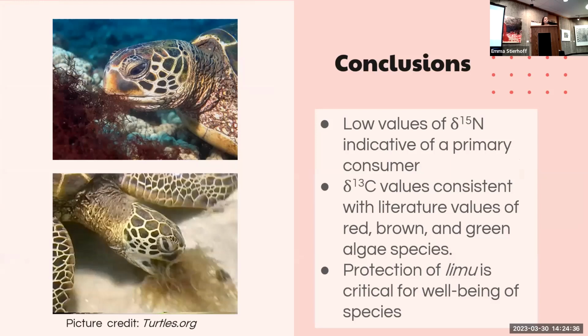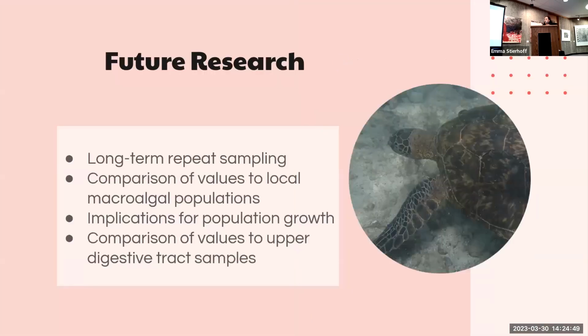Because sea turtles are endangered species, the implications of the study mean that it is critical for us to be protecting the blooming patches so that they are able to continue consuming what they need to grow. There are still, however, a lot of future research opportunities, both directly relating to the 17 turtles that I was able to use, and also for future sampling of other turtle populations, both here on East Hawaii and throughout the island chain.